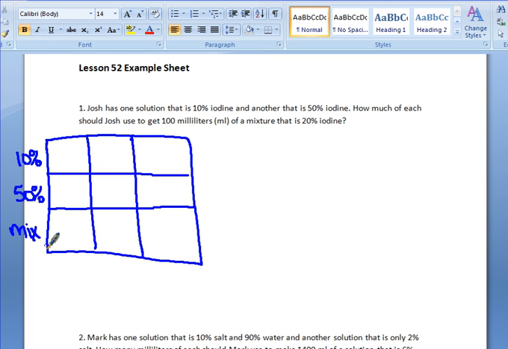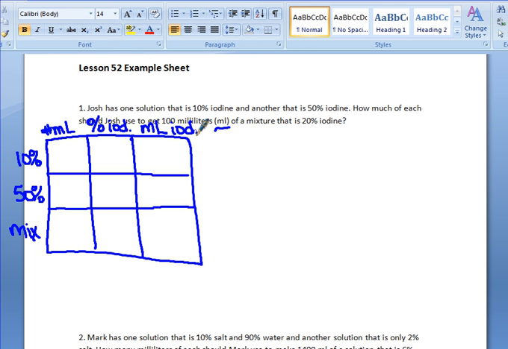Going back to our formula, we're going to use it to label our columns. The formula is the number of units times the percent of something equals the units of something. Our first column is going to be number of units, and our units in this case are milliliters. In the next part, we're looking for a percent of something, in this case percent iodine. And it's always equal to the units of something, so this is going to be the milliliters of iodine.